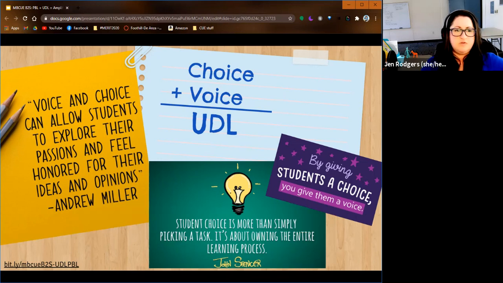Universal design for learning is all about choice and voice, giving students a choice and giving them a voice. We're going to talk about both of those aspects. There are some quotes here that I like, and we'll come back to these again. I really like this quote from Andrew Miller: voice and choice allow students to explore their passions and feel honored for their ideas and opinions. I also like the one here, which we'll come back to: it's all about owning the entire learning process. It's not just about picking what kind of project they're going to do. It's about the whole process, and they really own that learning.